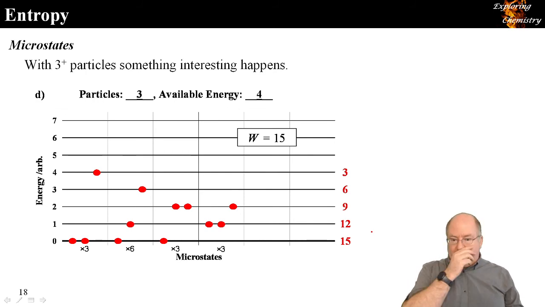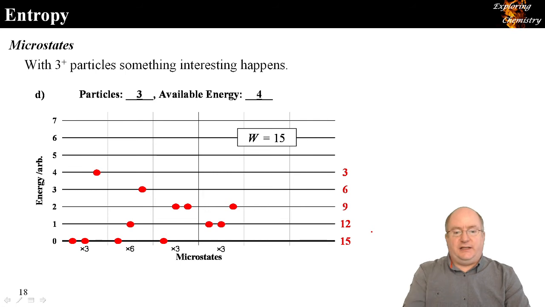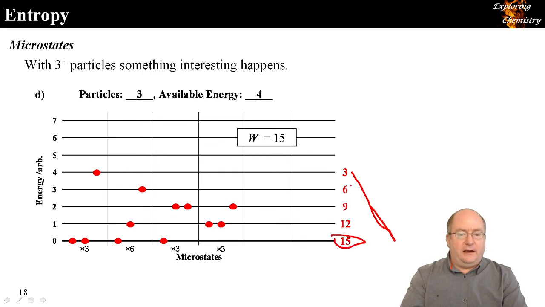With 3 particles, that last one, there's something interesting that actually happens. If we add up the number of particles that exist at energy level 4, 3, 2, 1, and 0, we find that we have this profile. And it's basically saying that there are more molecules residing down here at lower energy than at higher energy. Does anyone remember where you've seen that before? Where there are more molecules with low energy and fewer molecules with higher energy.